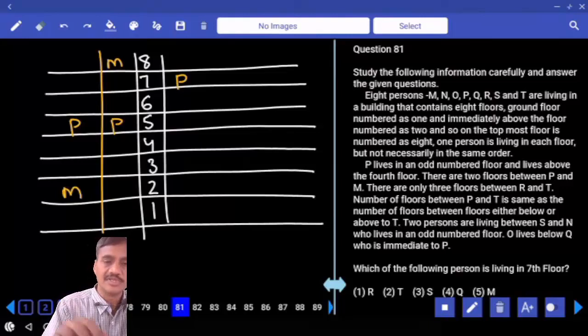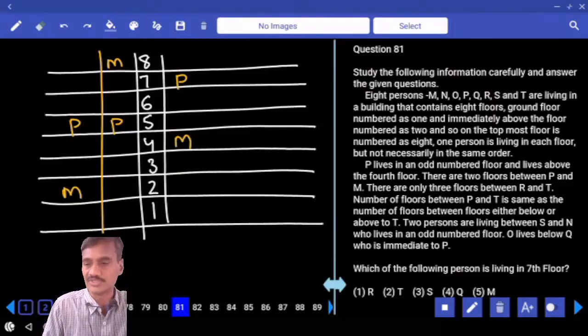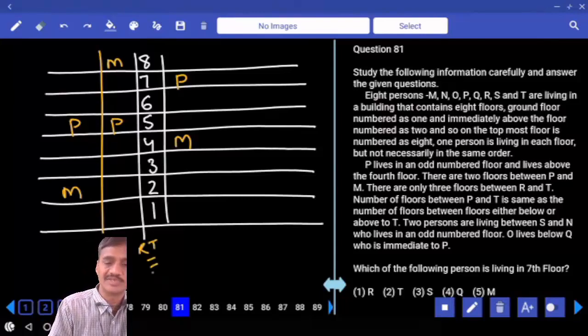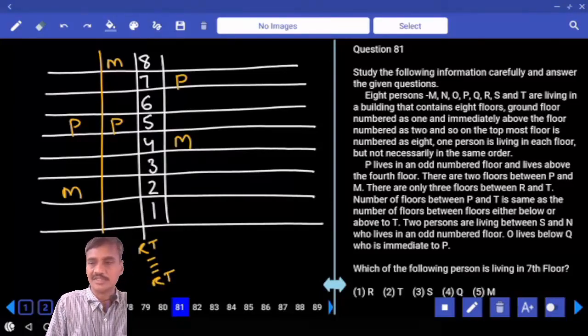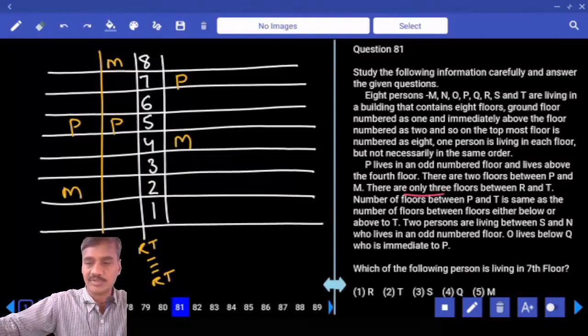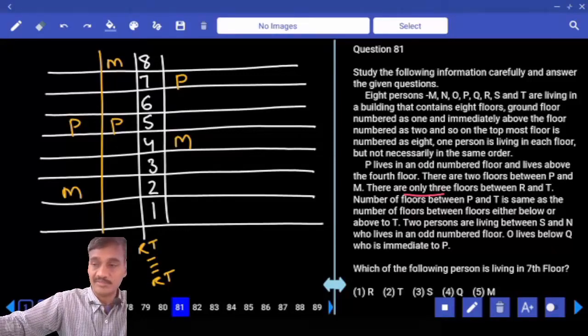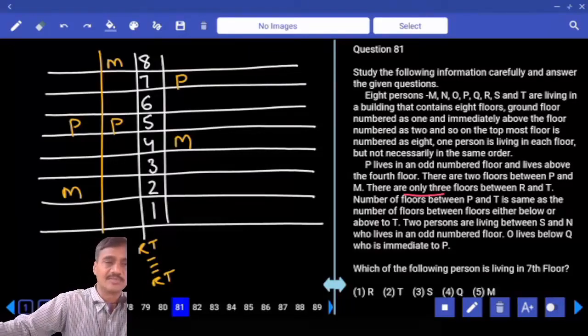Here also there are 2 floors between P and M. And there are only 3 floors between R and T. In between R and T, how many do we need to have? Exactly 3. And the number of floors between P and T is the same as the number of floors either above T or below T. Between P and T we need to have exactly the same. As of now we cannot represent the data.